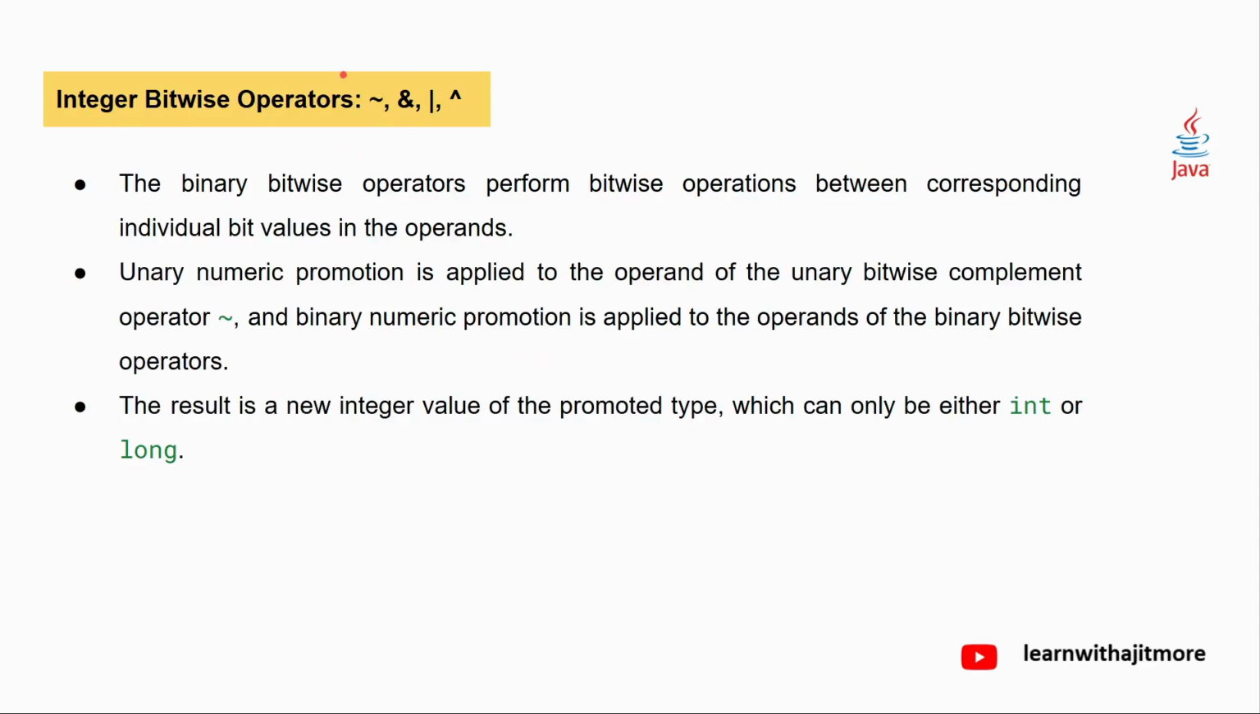First remember the tilde operator. So what does the tilde operator do? Whatever the memory representation of the operand is, it will just toggle the bits. It will make 0 as 1 and 1 as 0. Whatever the pattern of A is, if the pattern of A is 0 0 1 0, okay, or 1 0 0 1, it is just going to toggle the bits. It is just going to make 0 as 1 and 1 as 0.